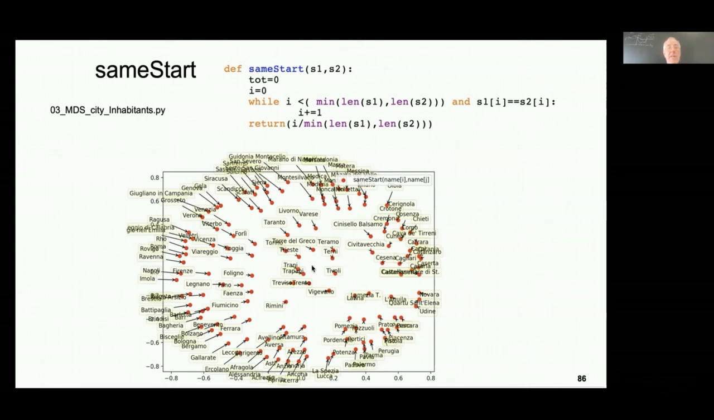And here is the result. The result is nice, because you see Trani, Trapani, Treviso close to each other, Battipaglia, Bagheria, Bisceglie, and Civitavecchia, Cinisello, Lamezia Terme, Lama. Okay, you got the point. And it works. That's for free.